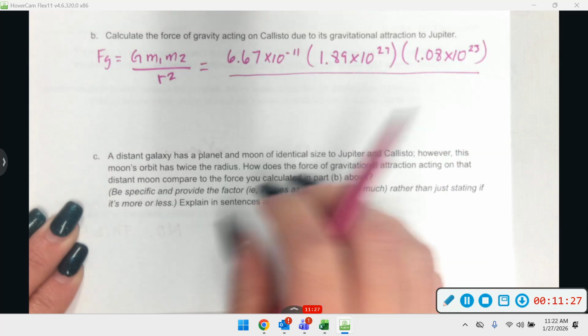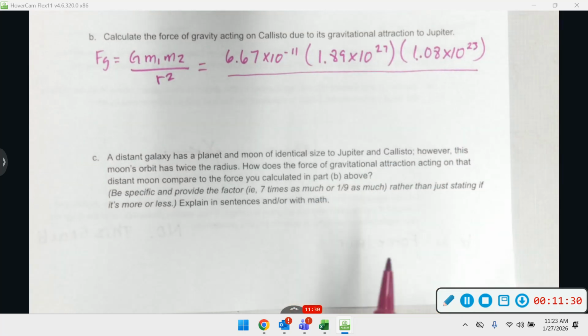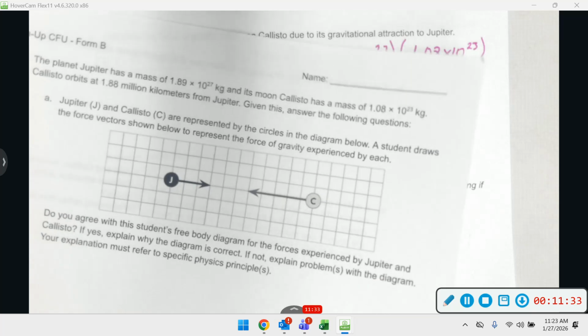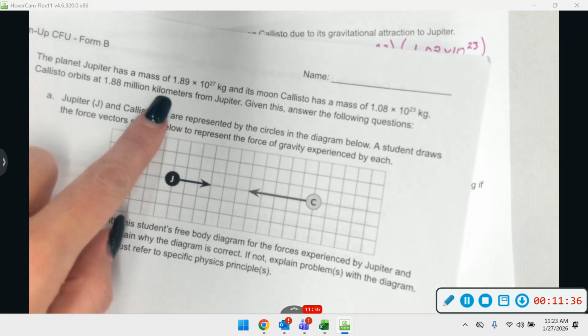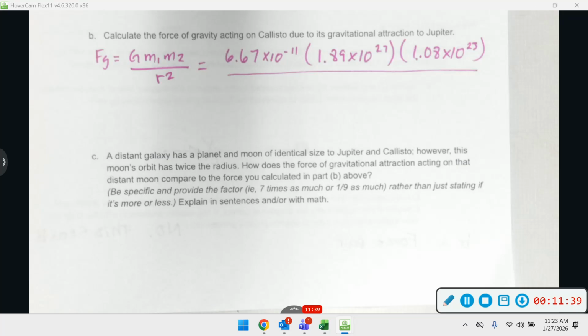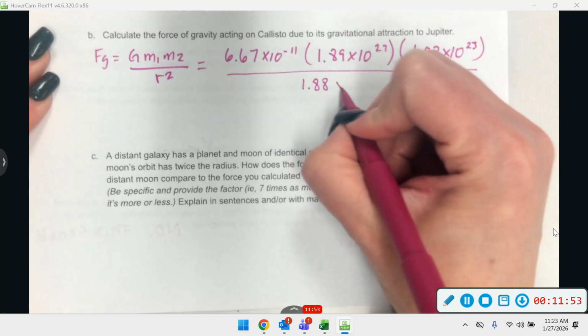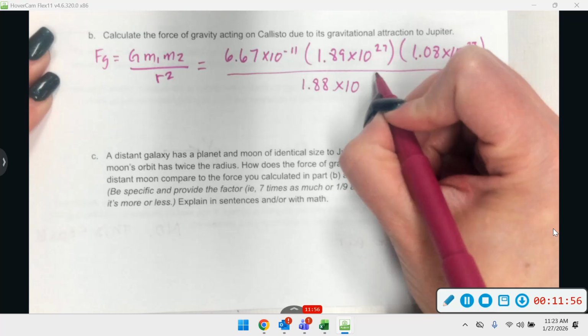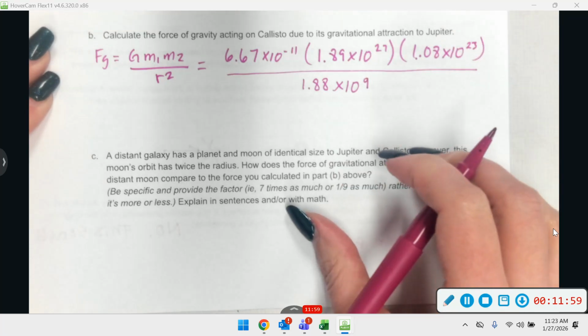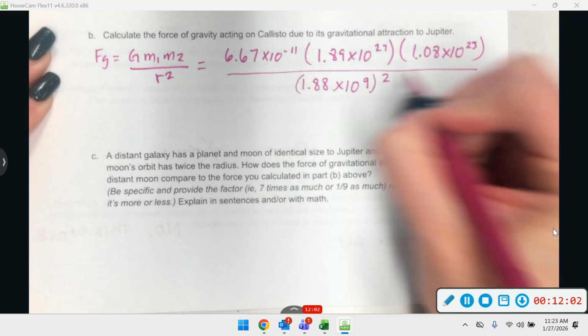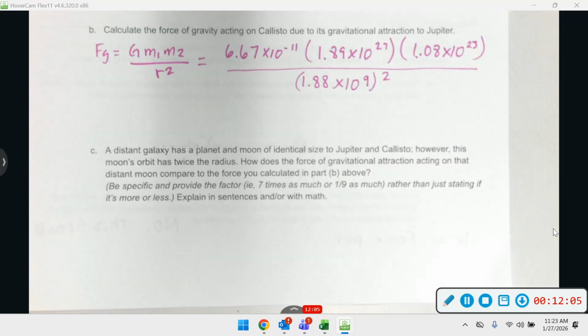All of that divided by the distance between them squared. And just like in Form A, we have the same issue where it gives us the distance of separation in kilometers. So that 1.88 million kilometers needs to be multiplied by 1,000. And again, you can type that into the calculator, but it's going to end up being 1.88 times 10 to the 9th after we multiply it. And again, that needs to be squared.